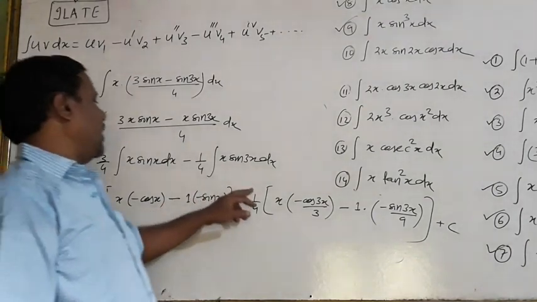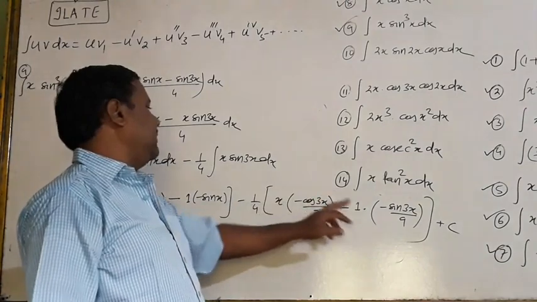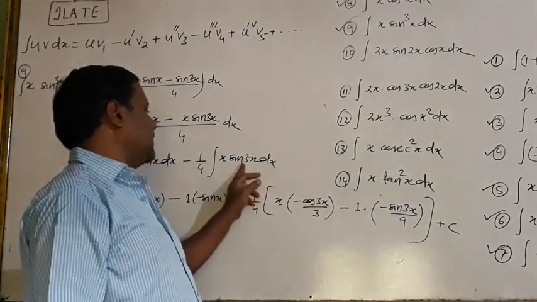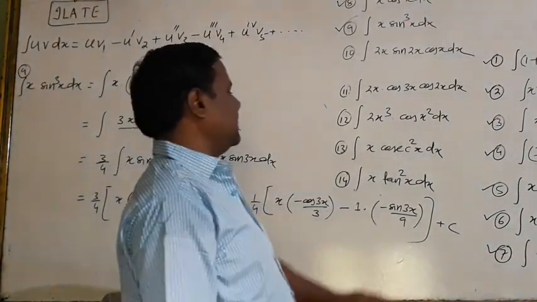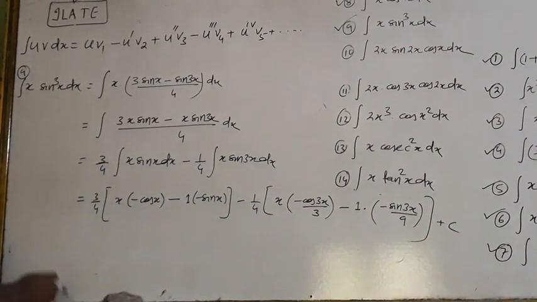Minus 1 by 4, applying the same formula: first, integration of second, minus derivative of first, integration of sin 3x. It is minus sin 3x by 9. Now you will get the answer.